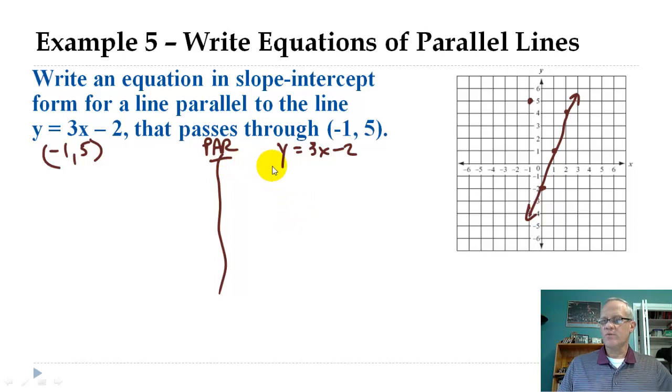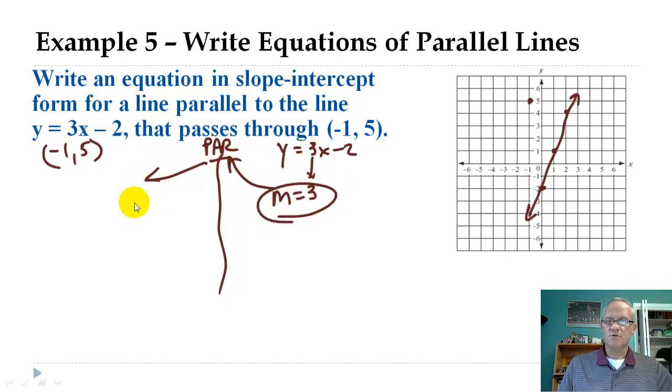All right, so what do we know about parallel lines? They have the same slope. So what's the slope of this line over here? The slope of this line on this side is 3, right? It comes from that right there. All right, if it's parallel to my line, now when I move it over to this other side, if it's parallel, it stays the same. So it's also going to be 3.